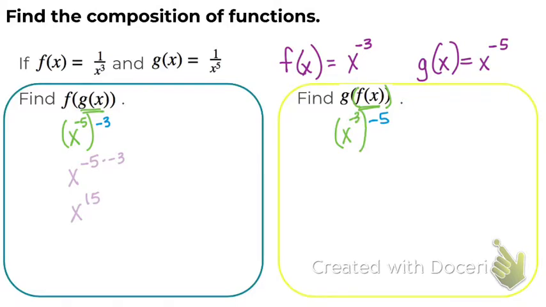Now let's simplify. If you have an exponent raised to a power, remember you just multiply them together. And when we multiply those, we also get x to the 15th.